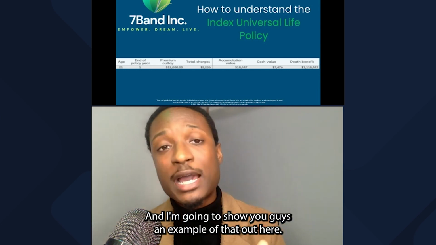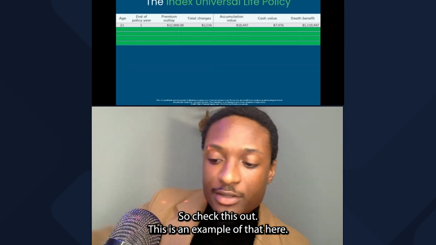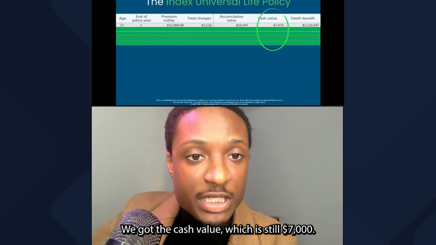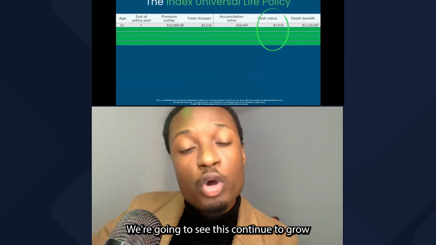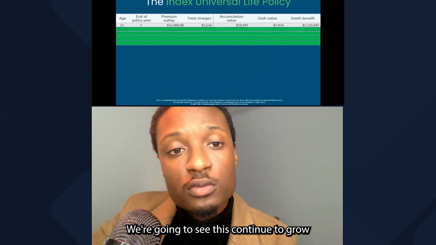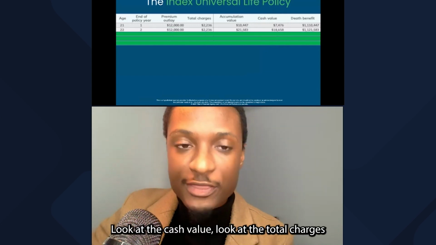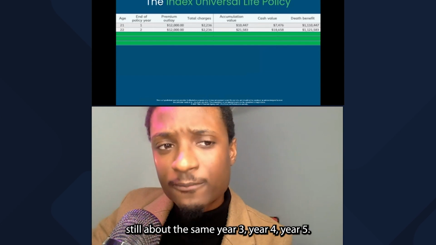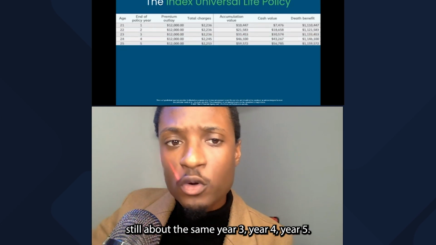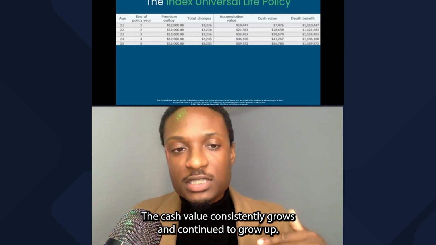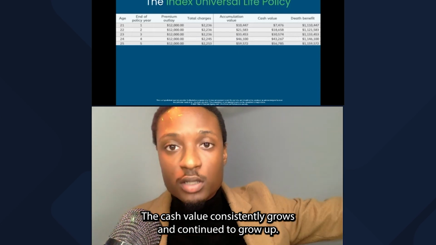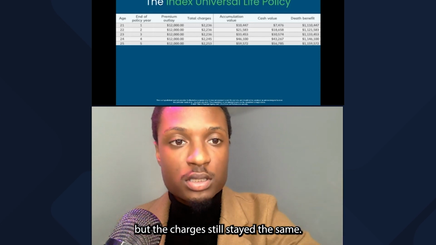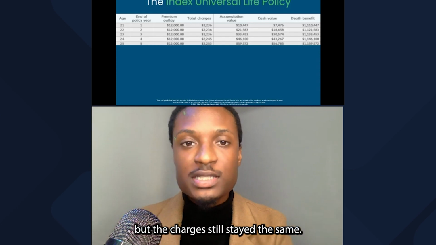And I'm going to show you guys an example of that here. So check this out. This is an example of that here. We got the cash value, which is still 7,000. Okay. We're going to see this continue to go. Year 2, look at the cash value. Look at the total charges. Still about the same. Year 3, year 4, year 5, the cash value consistently grows and continues to grow up. The money that you can access and borrow continues to go up, but the charges still stay the same.